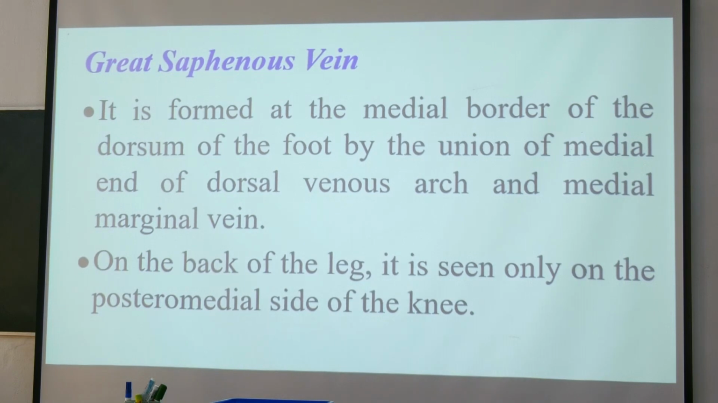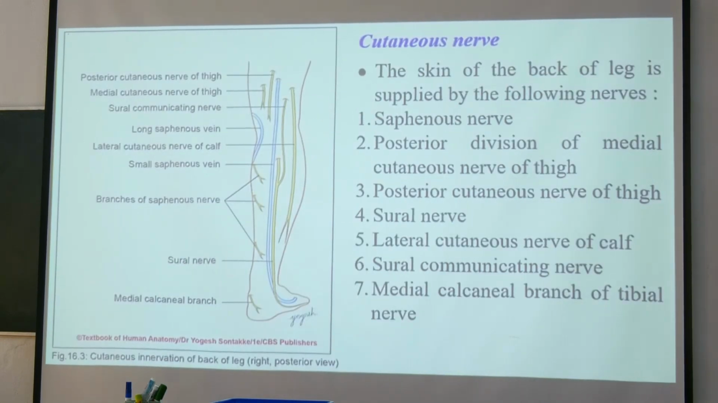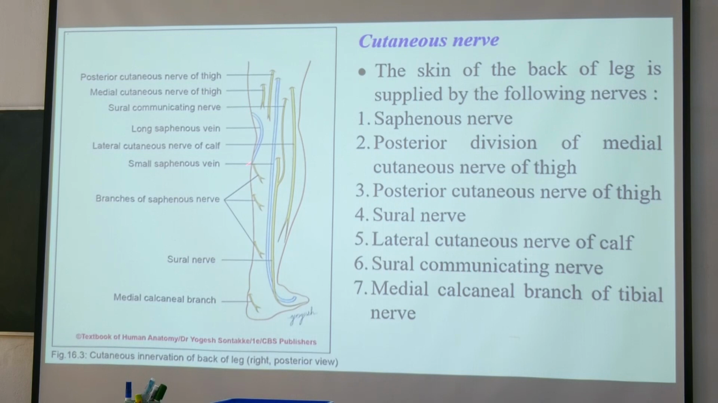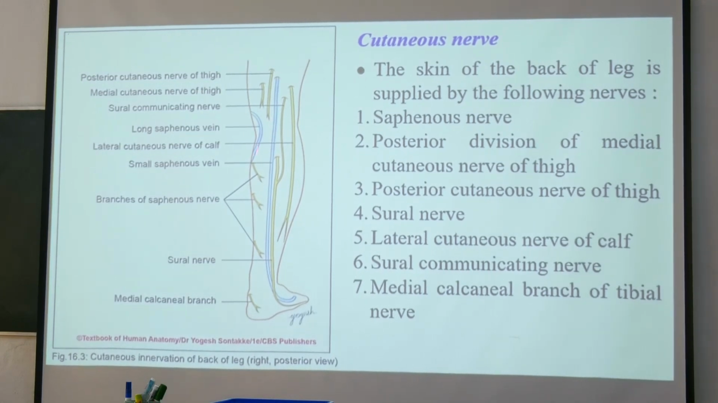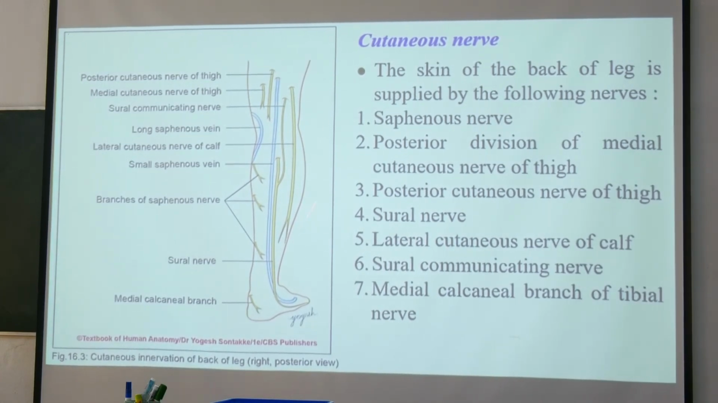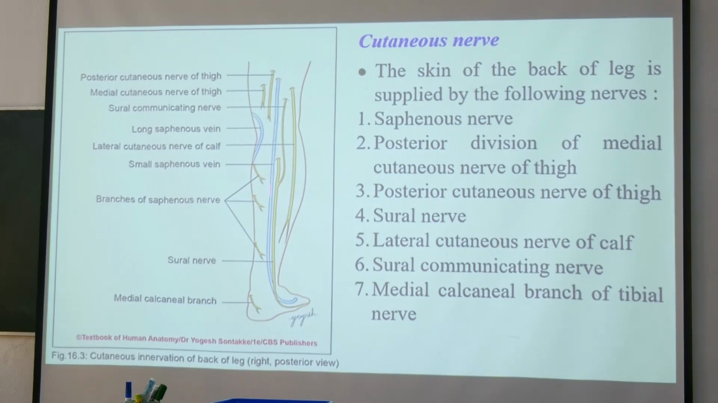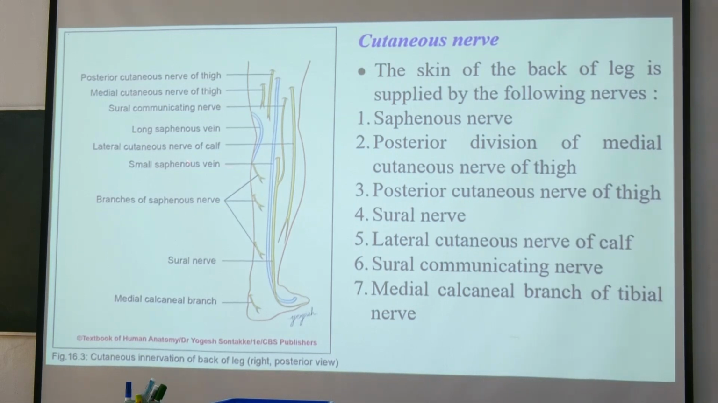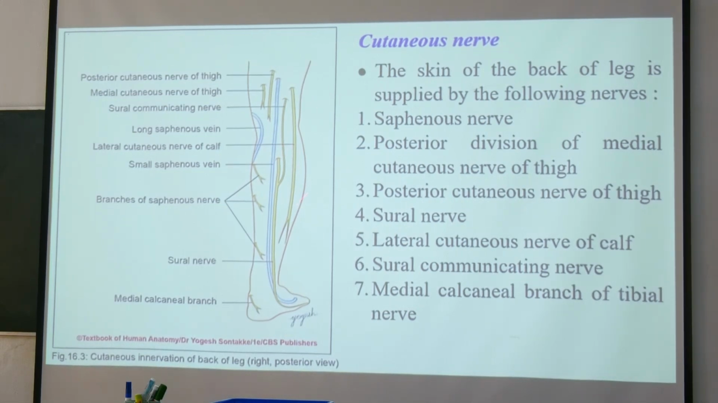Okay. And cutaneous nerve, this cutaneous nerve you will see, this is short saphenous vein. Okay. And here is the great saphenous vein, medial side of the knee. And these are the cutaneous nerves, yellow ones, okay. These are the branches of saphenous nerve. Here is the medial cutaneous nerve of thigh, posterior cutaneous nerve of thigh. This is sural communicating nerve. Here is the sural nerve, and this one is the lateral cutaneous nerve of the calf. So this cutaneous nerve you will see.